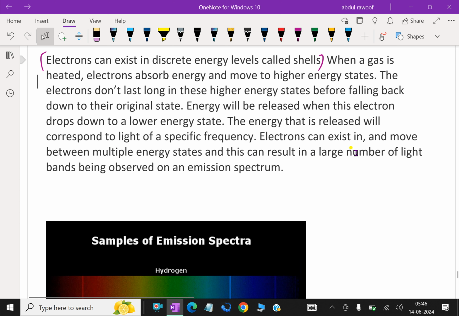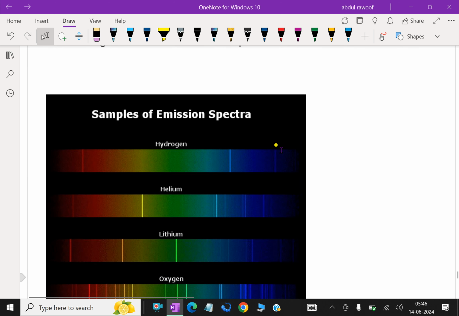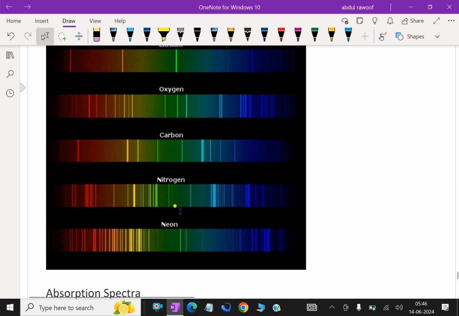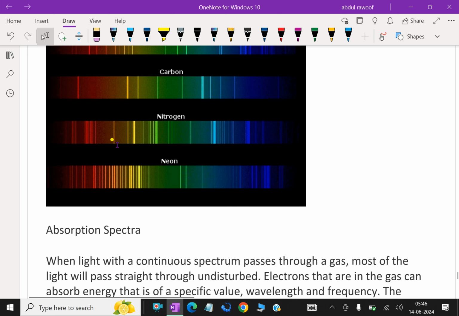Electrons can exist in and move between multiple energy states, and this can result in a large number of light bands being observed on an emission spectrum. Here is a sample emission spectrum. Hydrogen, helium, lithium, oxygen, carbon, nitrogen, and neon each have their own emission spectra. These are important gases in the atmosphere.